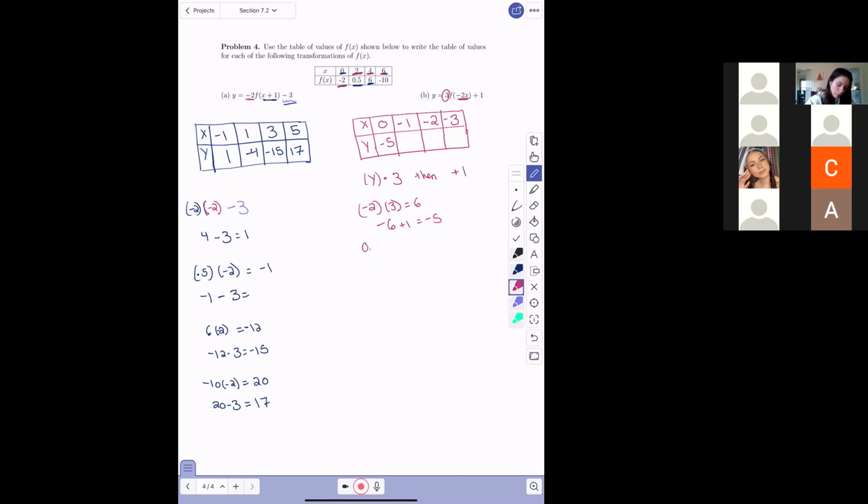Next, we have 0.5 times 3, which is equal to 1.5. And then we have 1.5 plus 1, which is equal to 2.5. So 2.5 goes there. Next, we have 6. So 6 times 3 is equal to 18. 18 plus 1 is equal to 19. And lastly, we have -10 times 3 equals -30. -30 plus 1 equals -29. Okay. Any questions on that or anything that we've covered today?